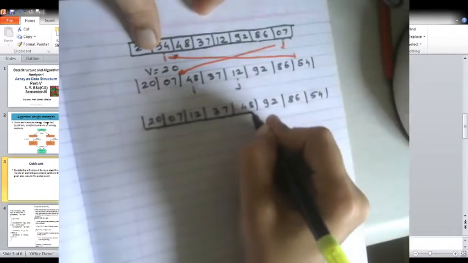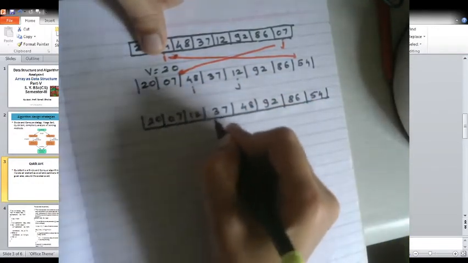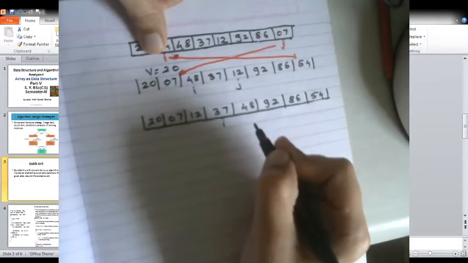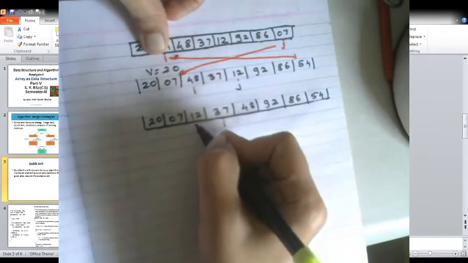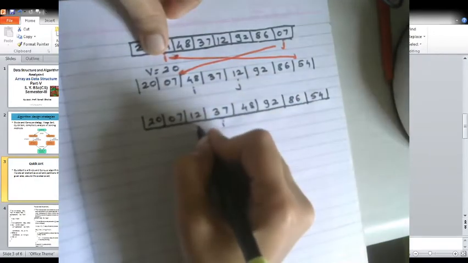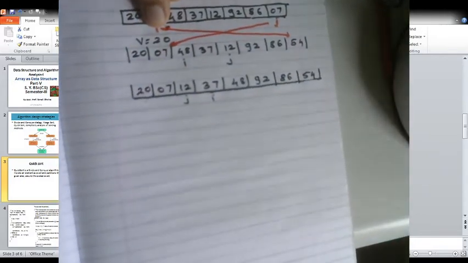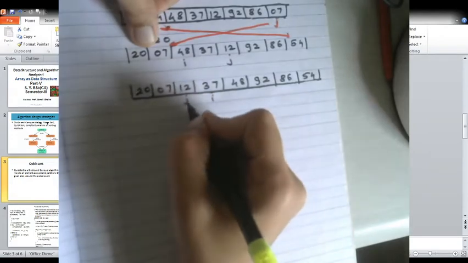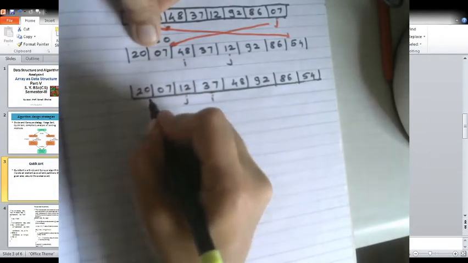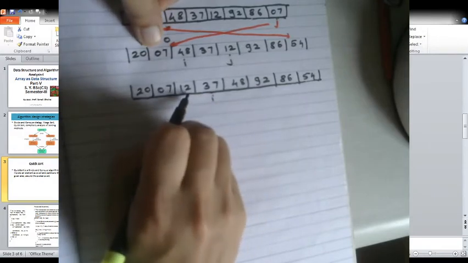Now again find the element greater than 20 from this side. 37 is greater than 20, and from the other side there is no element less than 20 until here. So here you will find the element j less than your pivot point. When j is less than i, you swap j with your pivot v and make this point the partition point.